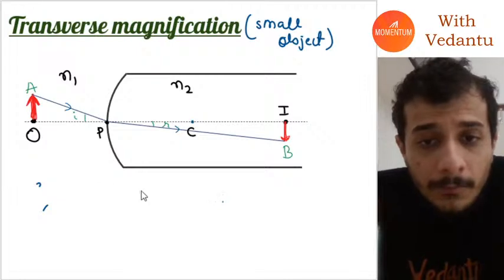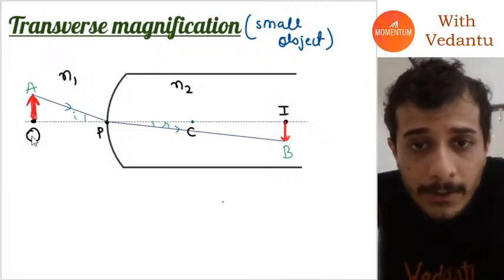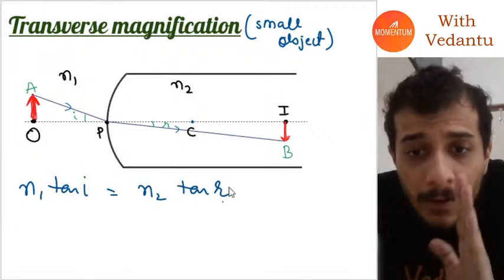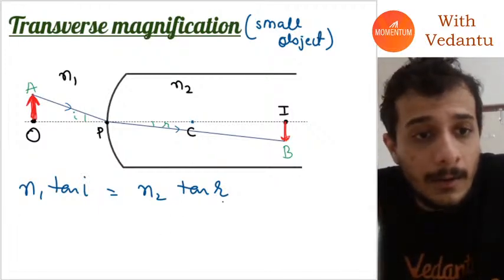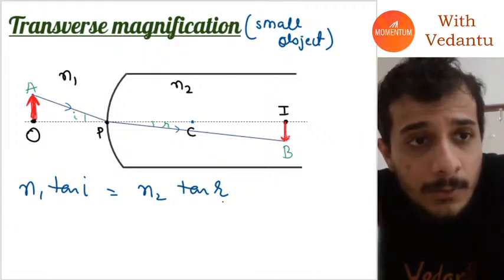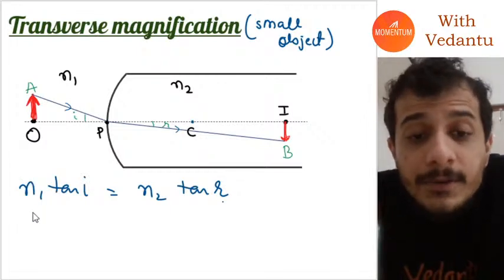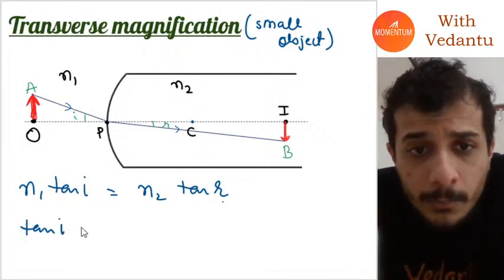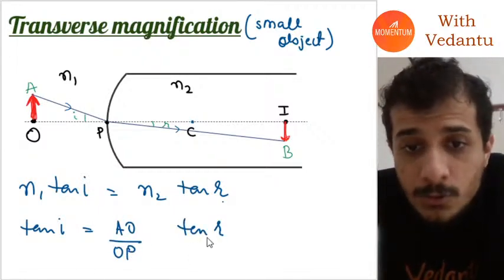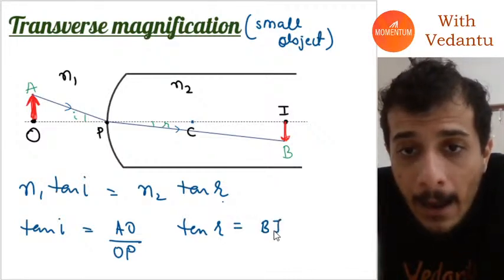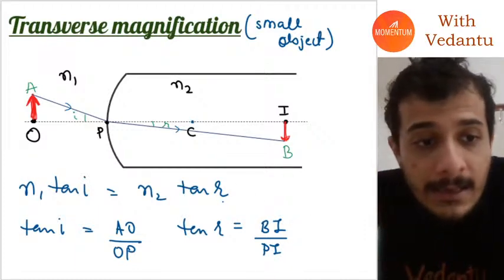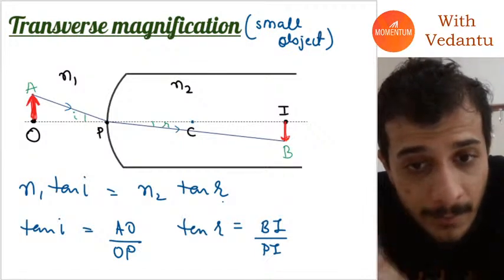Now, if you start from that point, N1 tan I is equal to N2 tan R. You can write down the value of tan I and tan R. What will be the values? The value of tan I is going to be AO by OP, and tan R is going to be BI by PI. I hope everybody is still following.